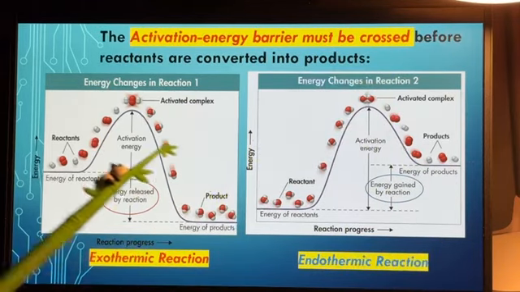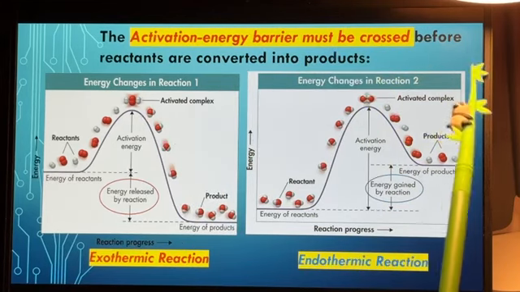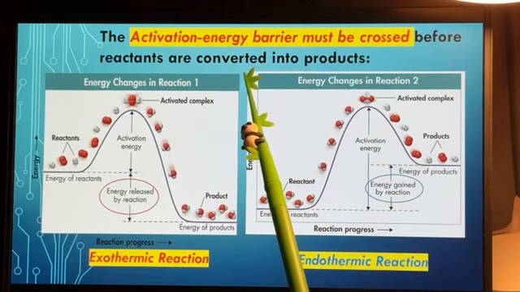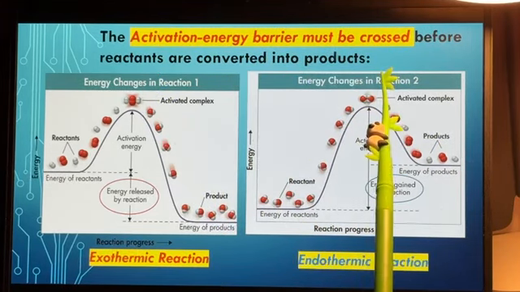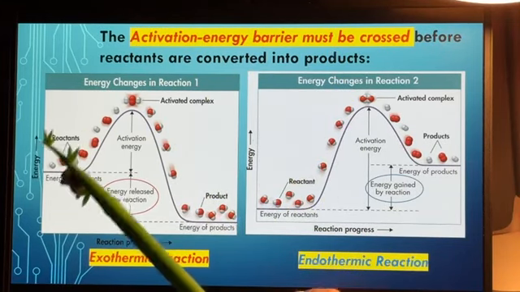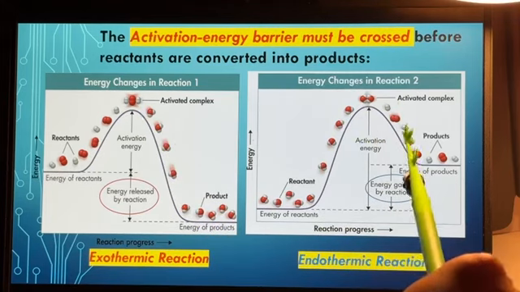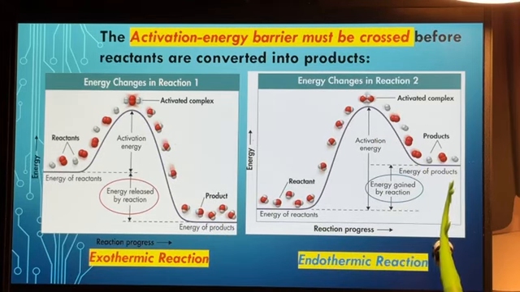So remember, the activation energy barrier must be crossed before the reactants are converted into products, whether it is an exothermic reaction or an endothermic reaction. We have to cross the activation energy barrier in order to form the products.